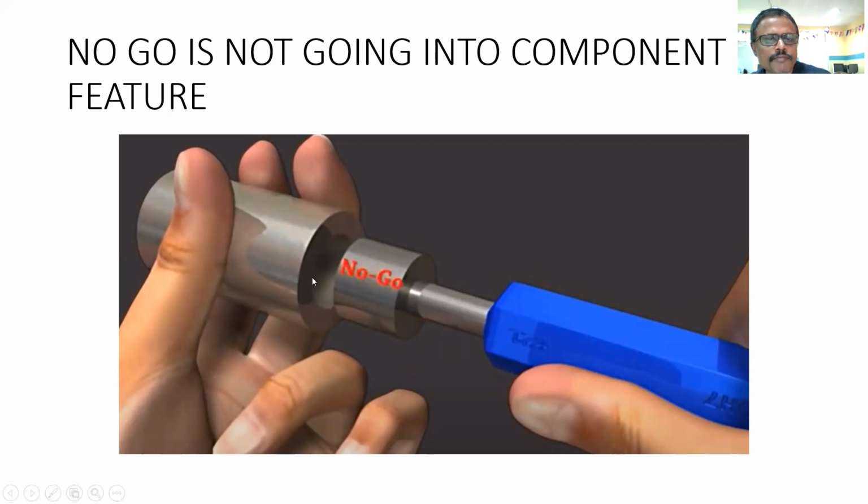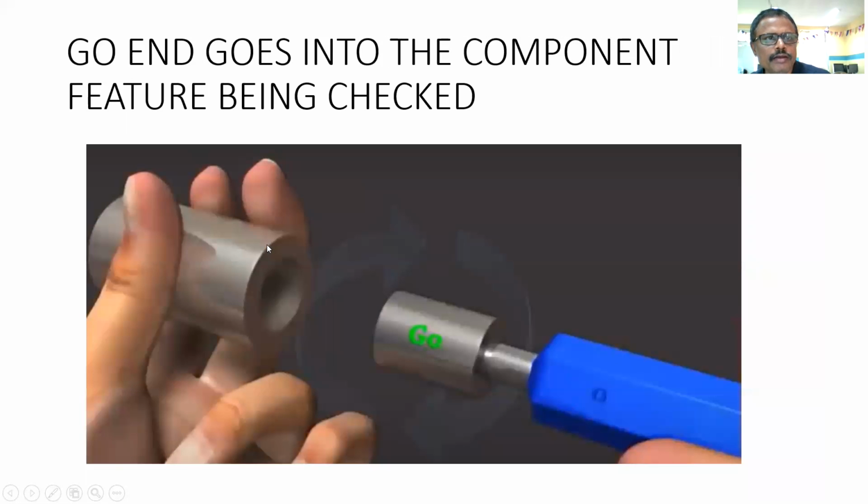If it goes into the component feature, then this component will be rejected. Similarly, the go end goes into the component feature that is being checked. You are checking this feature, this workpiece, and there is a hole here. If this go end goes through this, then the component is accepted. That you can see here.